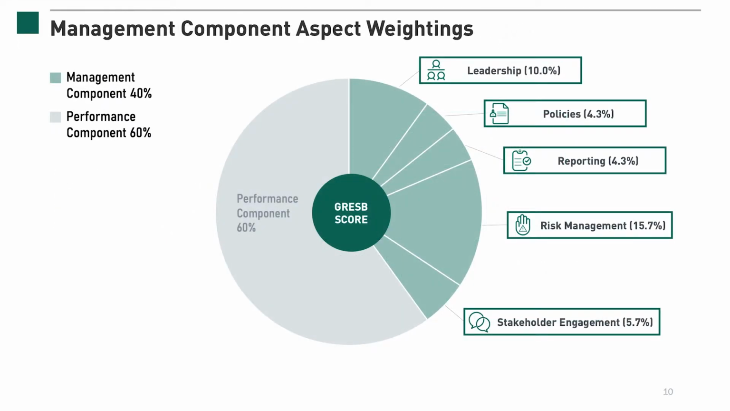As the management component now contributes 40% to the asset's overall GRESB score, the weightings in the management component have been redistributed. As there are no new scored indicators or changes in scoring to existing indicators, the relative weights of each aspect remain the same within the management component. For example, the leadership aspect will continue to form 25% of the overall score of the management component.